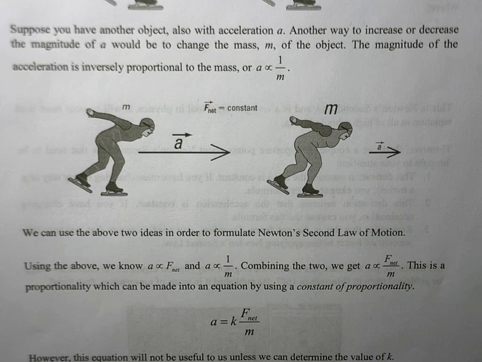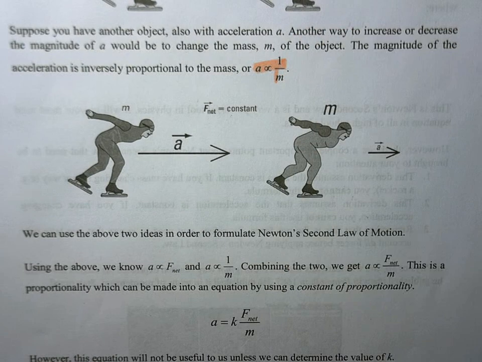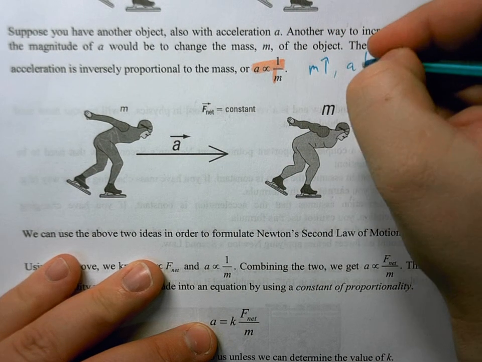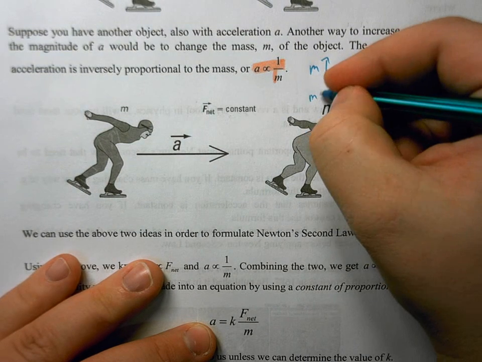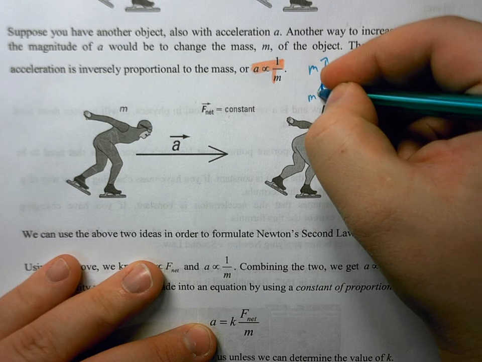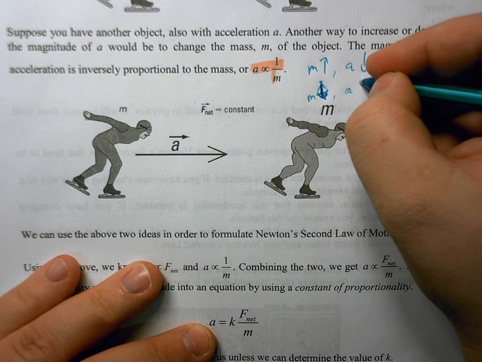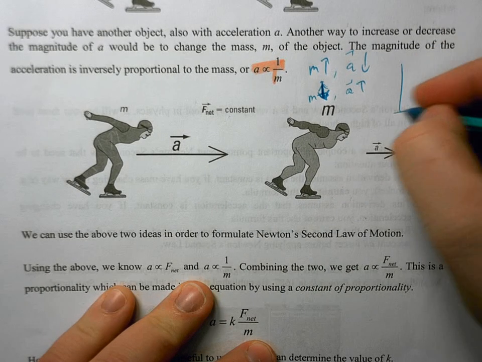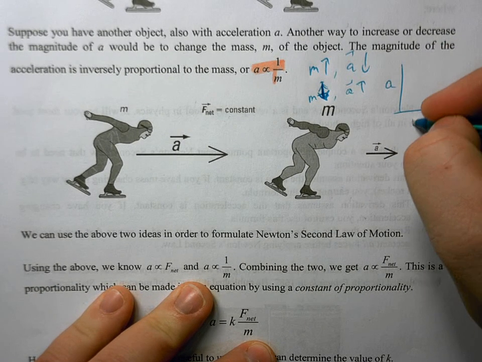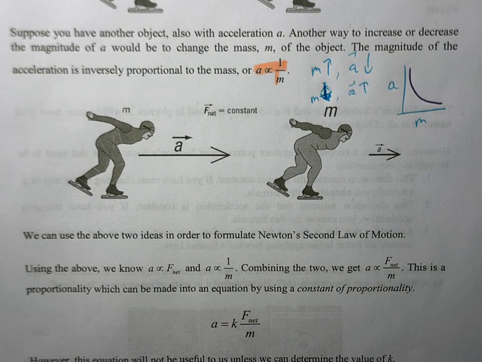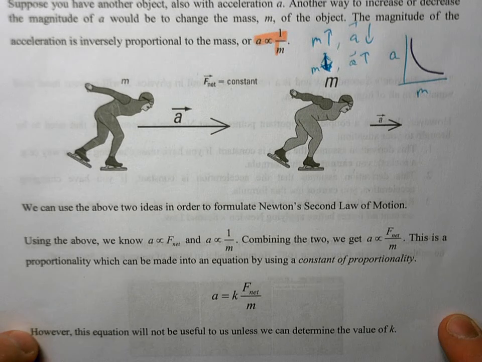So this is going to have a smaller acceleration. What we could say in this case is that the acceleration is inversely proportional to the mass. What this means is that if the mass goes up, acceleration goes down, and vice versa. If mass goes down, acceleration is going to go up. And we can use this idea again for plotting purposes. If I was to plot acceleration as a function of mass, we're going to have this nice inverse curve here.